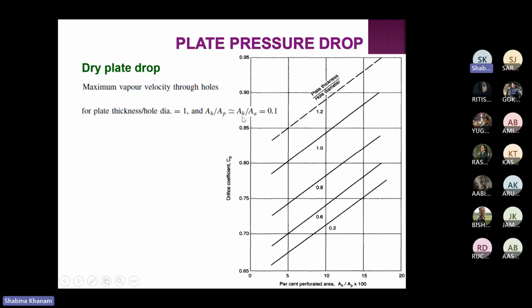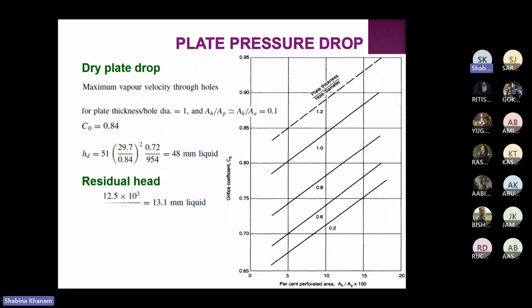And instead of AH by AP, we can consider AH by AA, active area. Okay, so you can find this, and one is there. So C naught you can find from this graph, which is coming as 0.84. Okay, and after that you can find out this HD. So you can have 48 mm of liquid column. Okay, and we have residual head that is coming as 13.1.